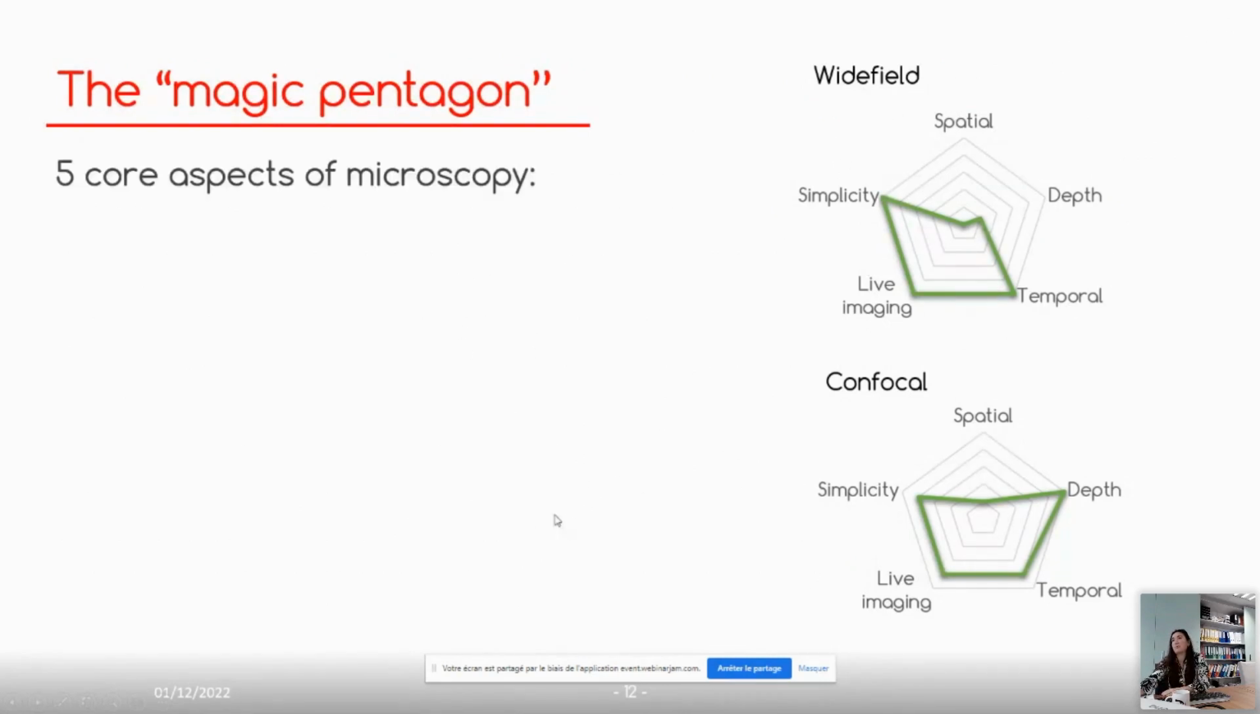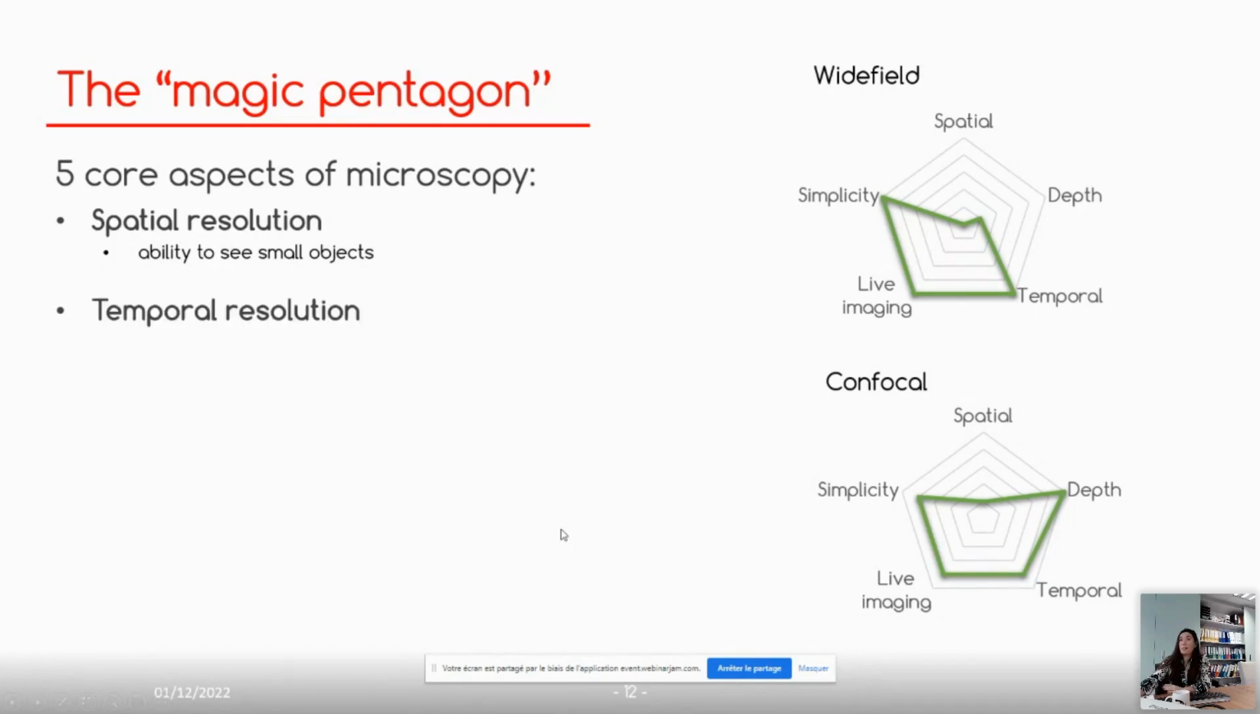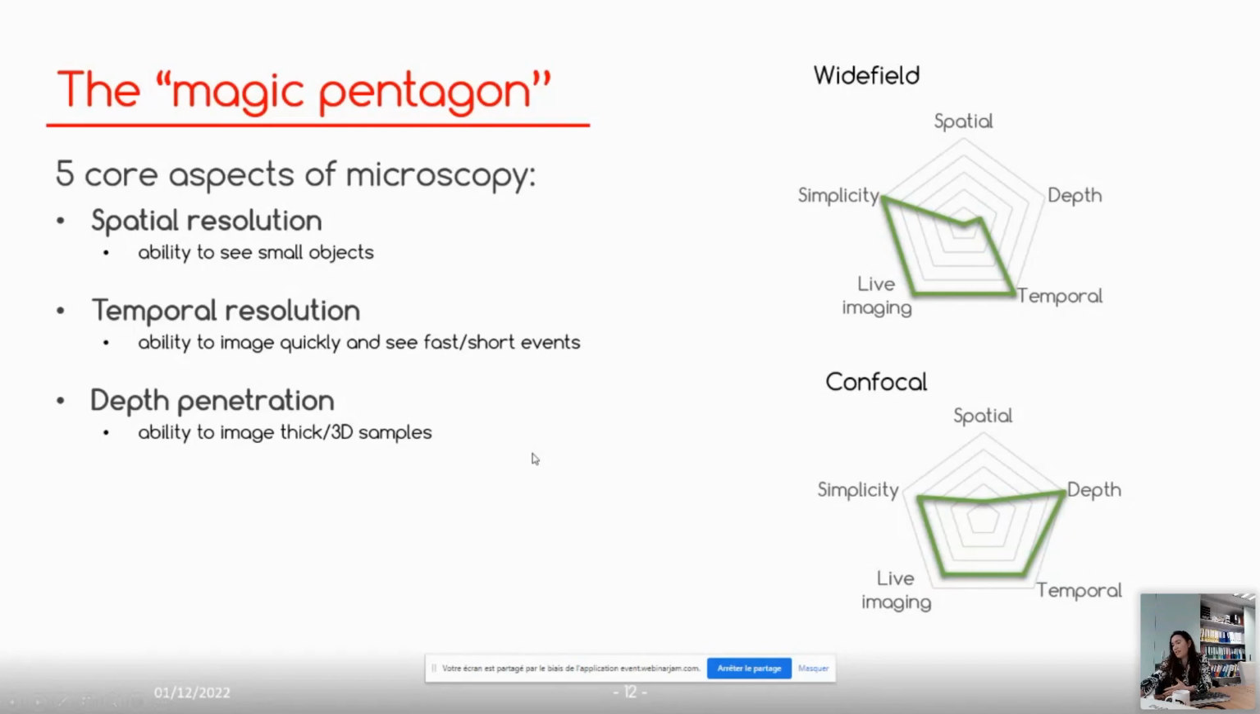So the 5 core aspects that we'll consider are, first and foremost, the spatial resolution. That is our ability to see very small objects. The second is going to be how fast we can see events, or particularly short-lived events. The temporal resolution: can be imaged quickly. The other consideration is now in depth. Can we actually practically get super resolved images deeper into the sample, or are we limited to a very thin film? Is the technique compatible with live cells?